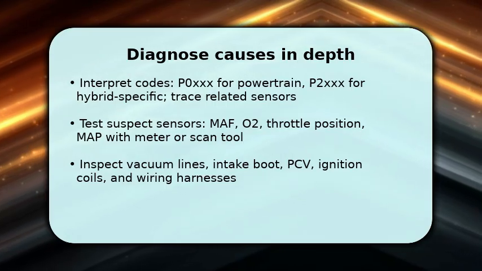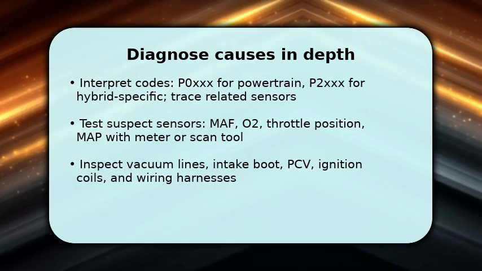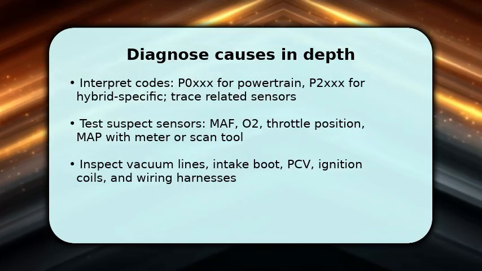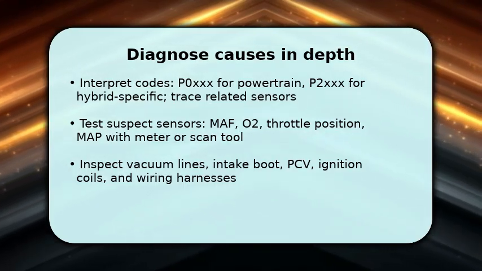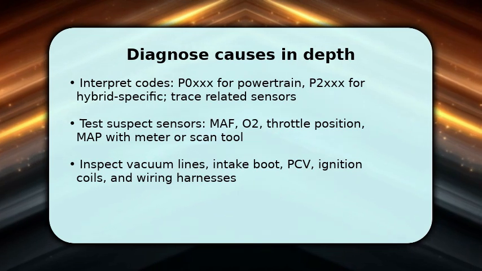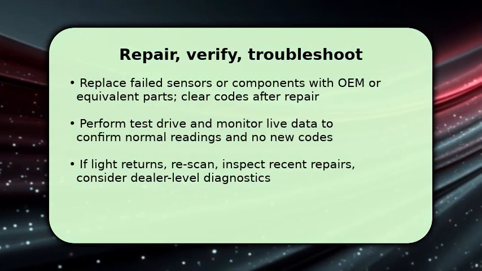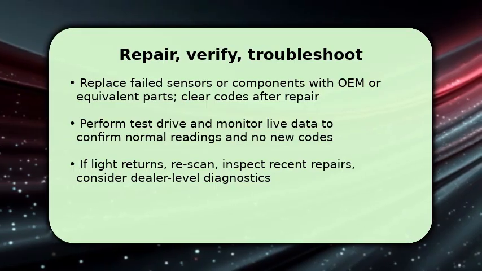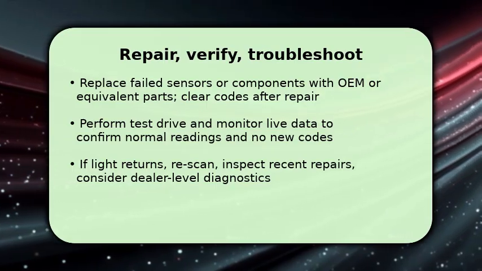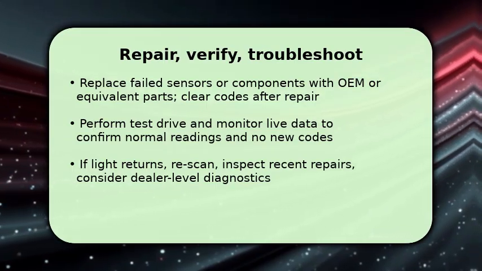Once done, verify wiring and connectors for corrosion or broken pins, and clear codes if repairs are made to confirm the issue won't immediately return. You complete repairs by installing the correct replacement parts and reconnecting any disconnected hoses or connectors. Always torque fasteners to spec.